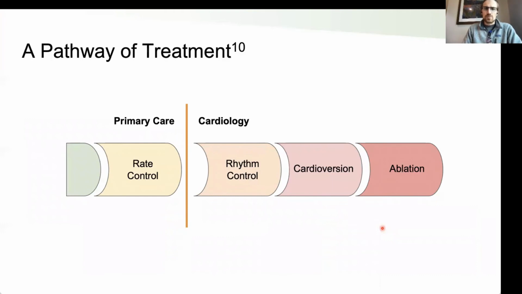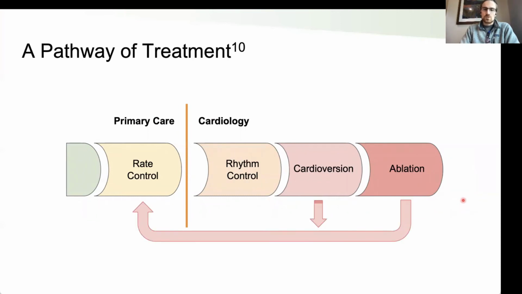So this is a standard pathway treatment. Historically, you start out with rate control, then you do rhythm control, then you do cardioversion in order to get the person back into sinus rhythm. That can be either electric or pharmacologic. And then if that doesn't work, you can do ablation, where you forcefully cardiovert the patient. Traditionally, primary care has stayed here in the rate control area. Cardiology has handled everything else.